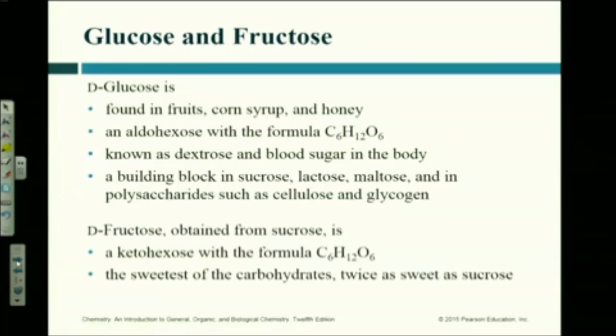Fructose is found in what? Fruit. It's obtained from sucrose, which is a disaccharide. It is a ketohexose, so it's not an aldehyde anymore. It's now a ketone, and it also has 6 carbons, so it has the exact same molecular formula as glucose does, except that it's a ketone instead of an aldehyde. Okay? And because of that, it has a very sweet sensation to you. Fruit tastes very sweet to you, doesn't it?